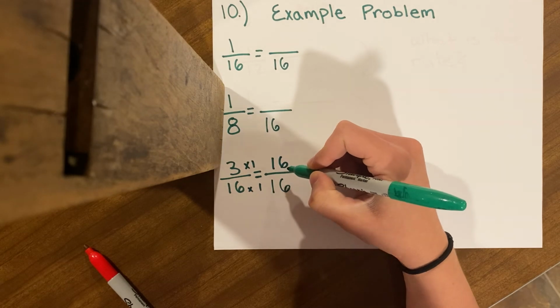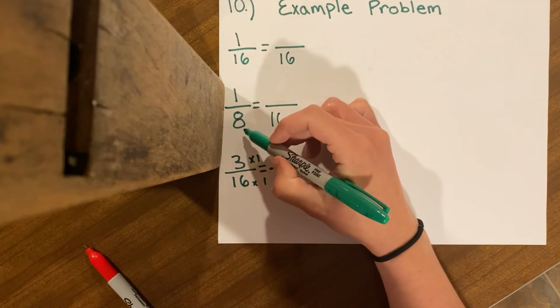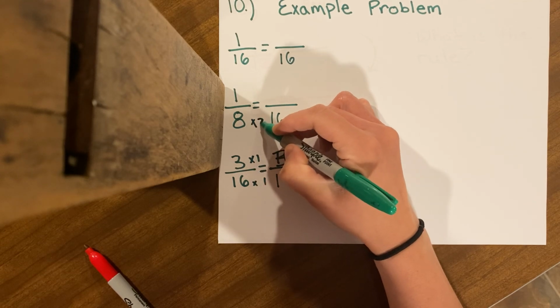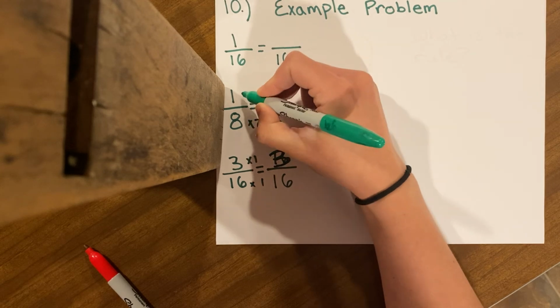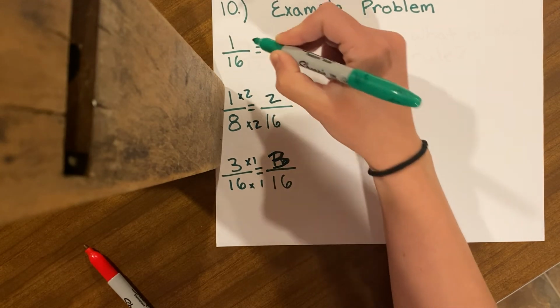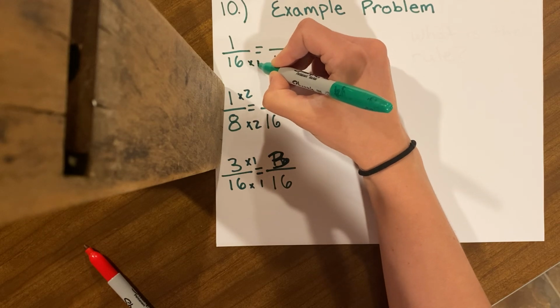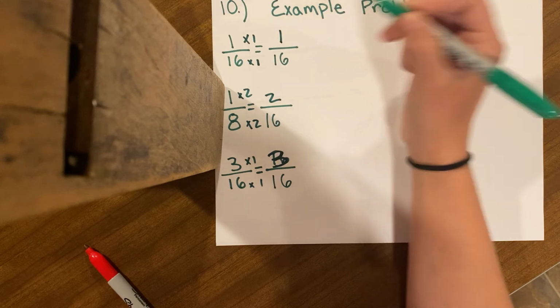Now we're going to go, 3 times 1 is 3. Now we're going to go to this one. 8 times 2 is 16. 1 times 2 is 2. 16 times 1 is 16. 1 times 1 is 1.